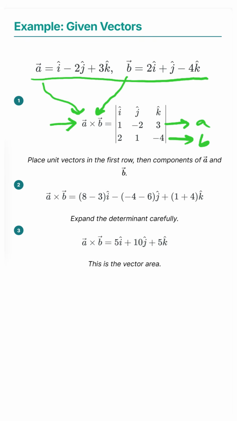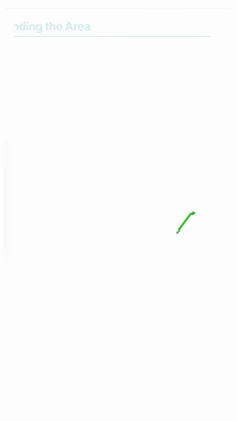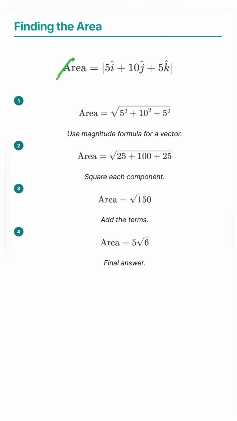The j hat component is handled with a minus sign, giving negative of negative 4 minus 6. The k hat component becomes 1 plus 4. After simplifying, vector A cross vector B is 5i hat plus 10j hat plus 5k hat. This cross product is the vector area of the parallelogram, but the required area is the magnitude of this vector. To find the magnitude, we square each component, add the squares, and then take the square root.